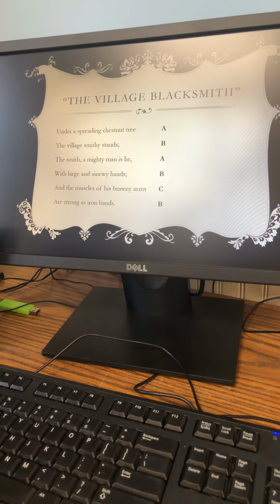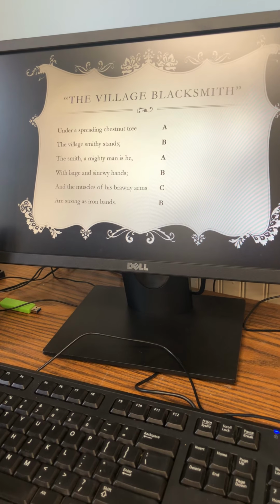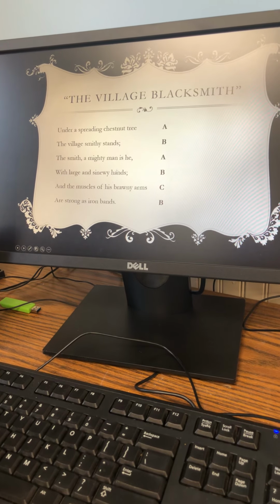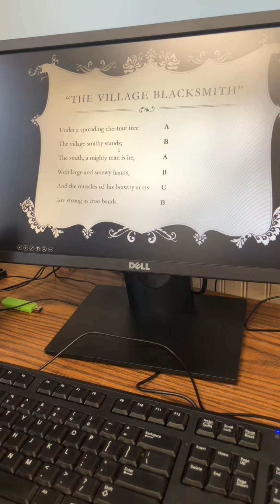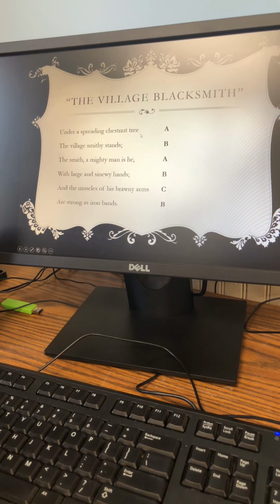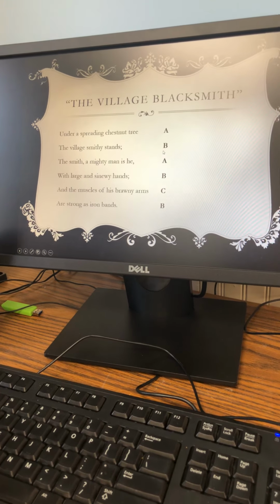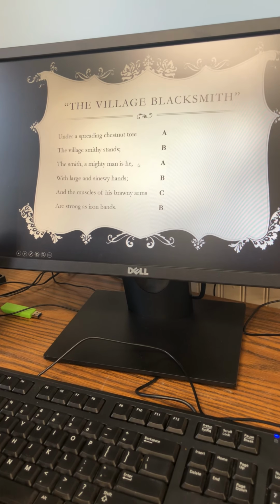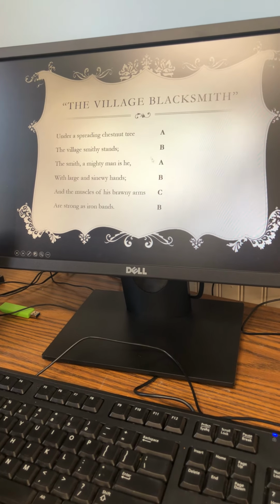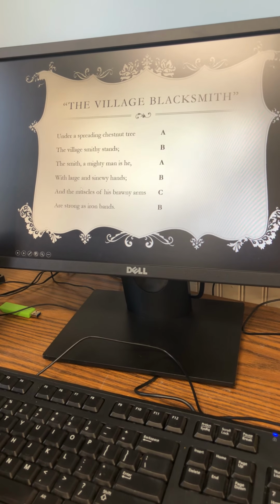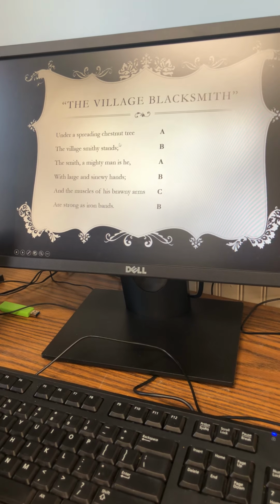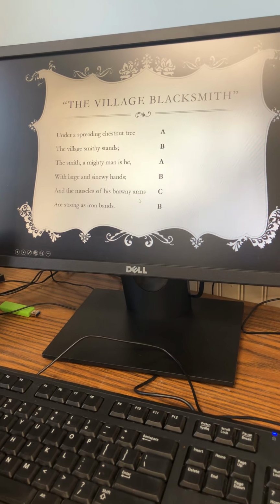All right, so the first line, under a spreading chestnut tree, that's going to be A because it's the first line. The village smithy stands. Stands does not rhyme with tree, so you give it the next letter in the alphabet, which is B. The smith, a mighty man is he. He does rhyme with tree, so it gets an A. With large and sinewy hands. Hands does not rhyme with tree, but it does rhyme with stands, so it gets a B.